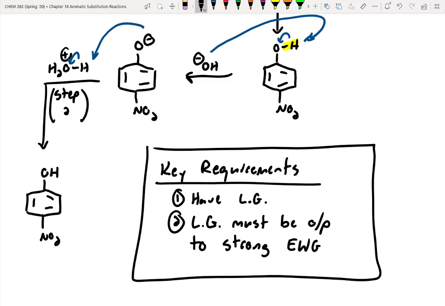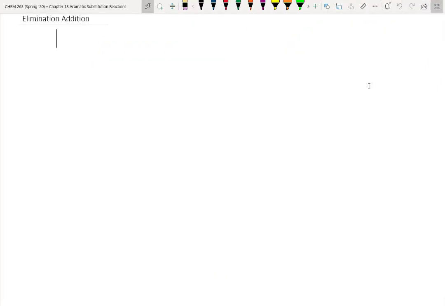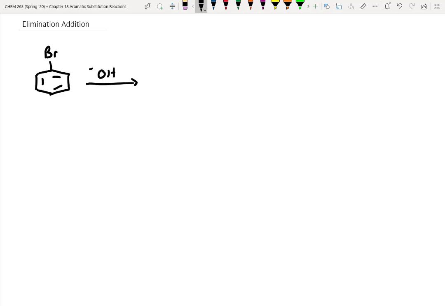All right, so that's one reaction. Let's take a look at the next one. The next one that we're going to look at is called Elimination Addition. Elimination Addition is kind of different than all of these, and it's a little confusing. So let's take a look at some various situations. Let's say we don't have a strong electron withdrawing group, and we try to run this reaction with hydroxide during step 1, and then acid in step 2. Typically you get no reaction at reasonable temps.